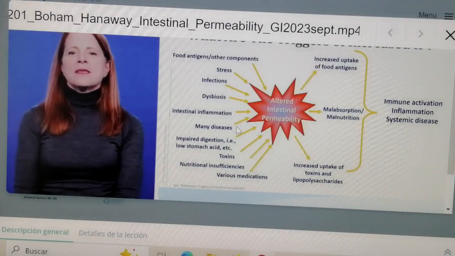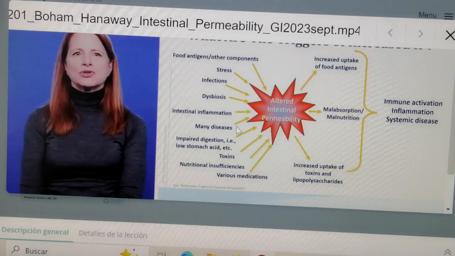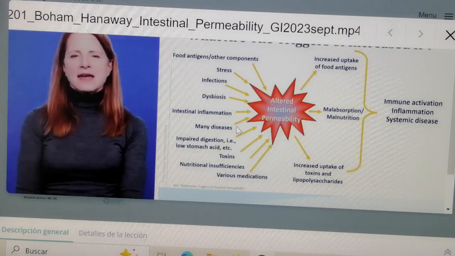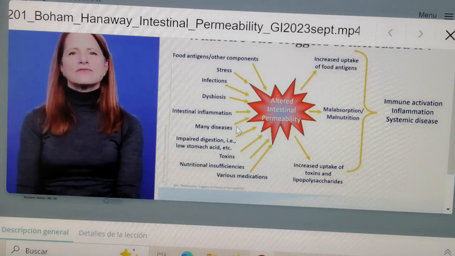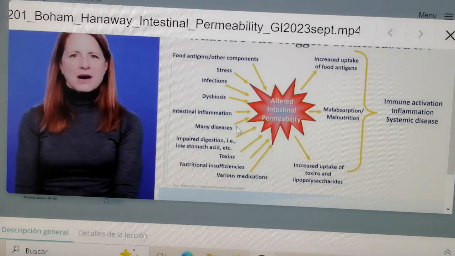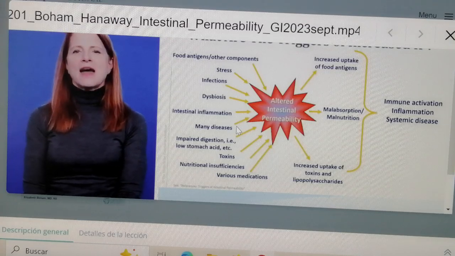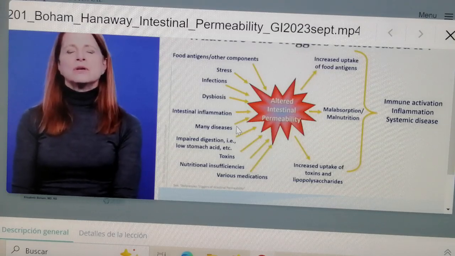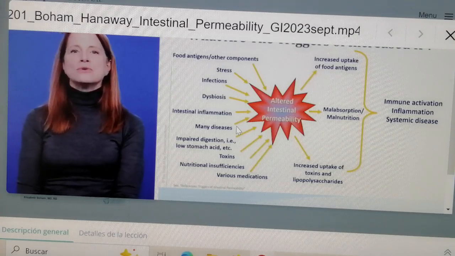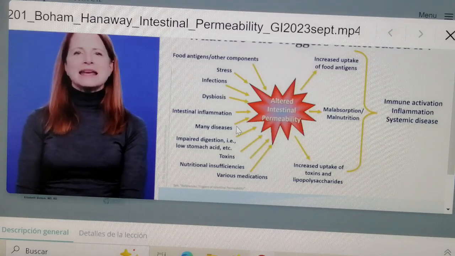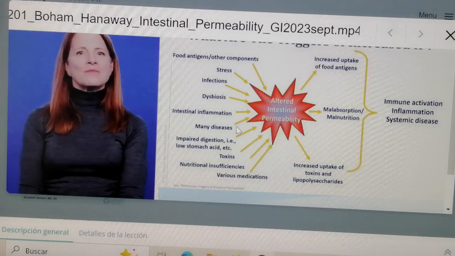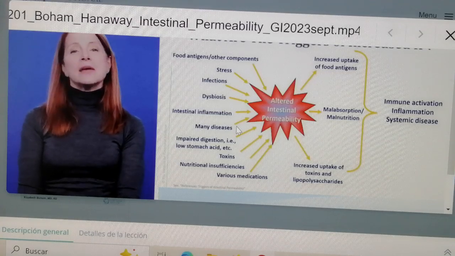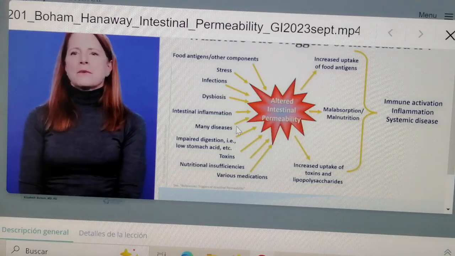into the body. There could be malabsorption and malnutrition, and an increased intake of toxins, or these lipopolysaccharides, these components from bacteria or dysbiotic bugs, can get absorbed into the body, and that can trigger an immune reaction, right? And that systemic immune reaction can be anything from an autoimmune disease to eczema to inflammation in the body. Okay.